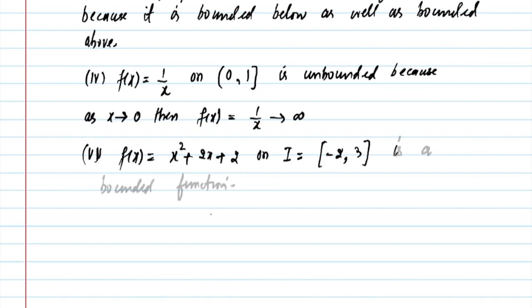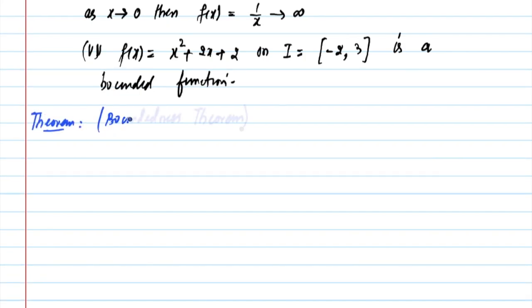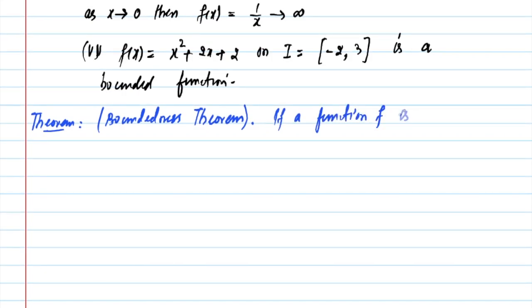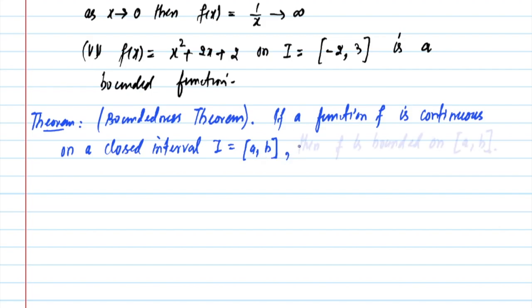this function is bounded. Now let's take the theorem which we call the boundedness theorem for continuous functions. So this is the boundedness theorem. The theorem states that if a function f is continuous on a closed interval, suppose I equal to a comma b, then f is bounded on a b. Now let's take the proof of this theorem.